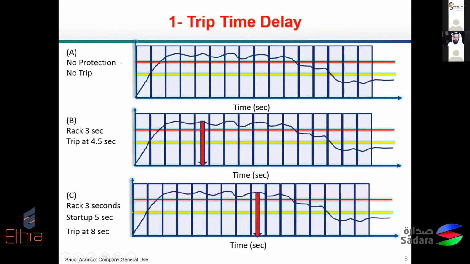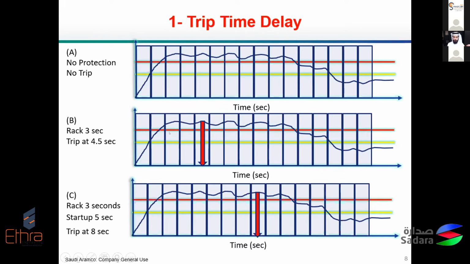And that means that when the variable is actually exceeding the danger, the red line, there will be no trip happening because there is nothing configured, no set points or no trip configured on that trend. Now, when we go to B, you can see that actually there is a trip configured, but with a time delay of 3 seconds, which means basically that the machine will trip after 3 seconds of the channel or the variable passing the red line.